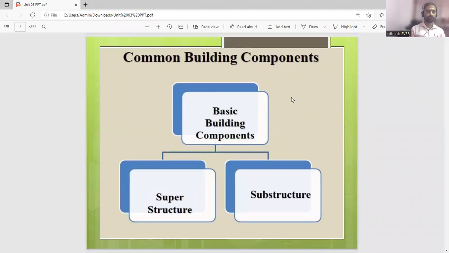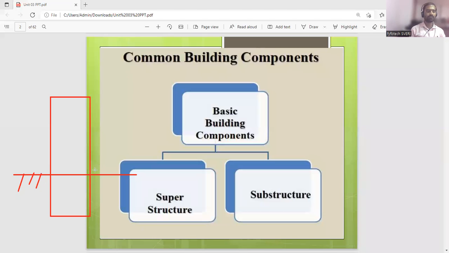Whenever you consider a building, there are two basic parts. What are the two basic parts? When you consider a structure, this is a building, there is a part above the ground level and a part below the ground level. This is GL. The above ground level part is called something, and the below ground level part is called something else. Can you tell me what that is? The part of the structure which is above the ground level is called superstructure. And the part of the structure which is below the ground level is called substructure.